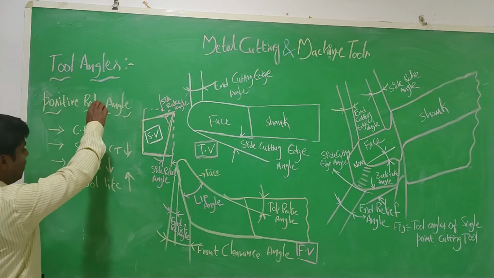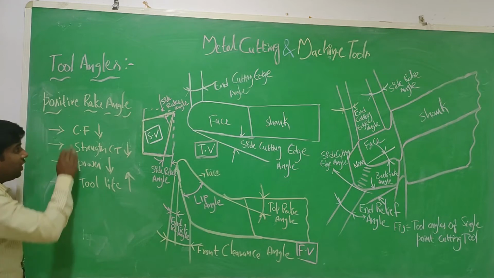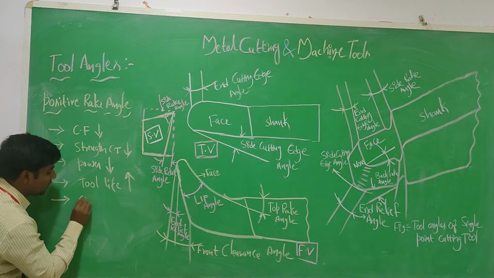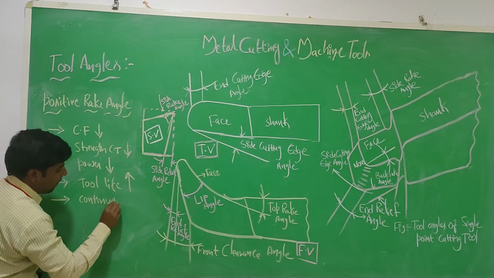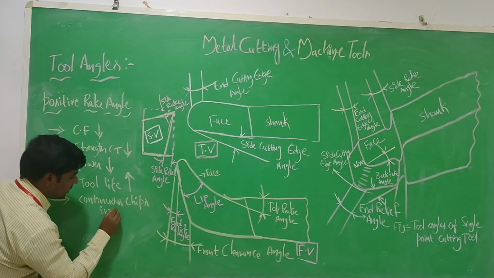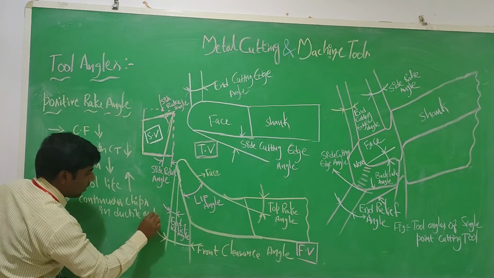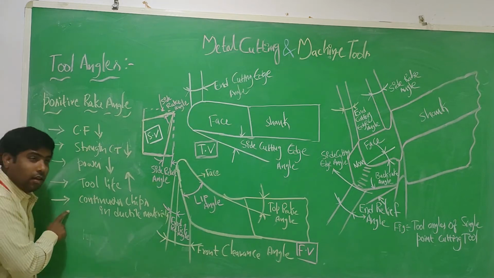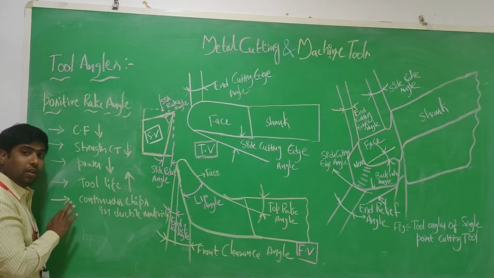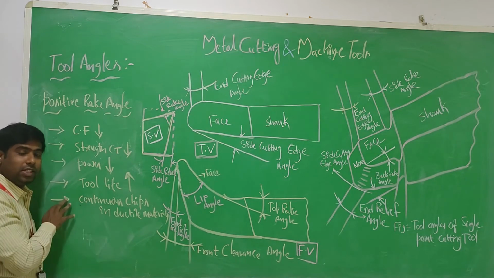Due to positive rake angle, we have one more thing. Positive rake angles are very helpful in the generation of continuous chips in ductile materials. So what are continuous chips? What are ductile materials? We will see in the next class.